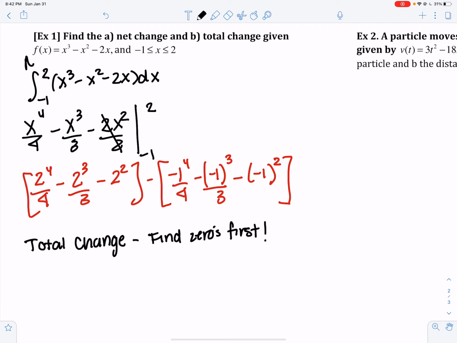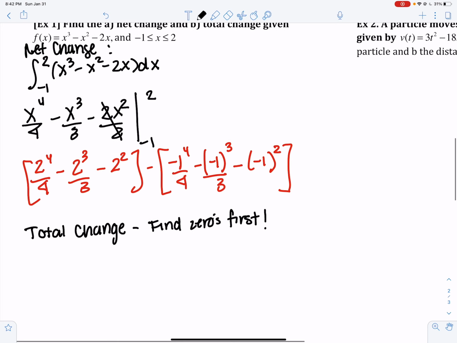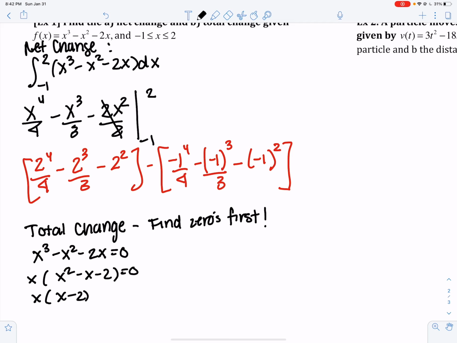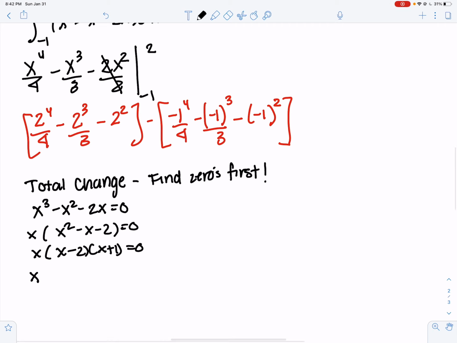Okay. Net change, nothing to do. You start right away. So let's do that. Let's find the zeros. So we have x cubed minus x squared minus 2x. Set that equal to 0. Maybe factor a little bit to make that easier for you. And that's x squared minus x minus 2 equals 0. Factor some more. And we get x equals 0, x equals 2, and x equals negative 1.